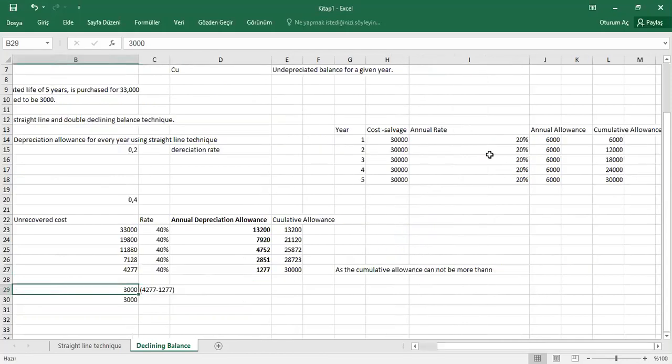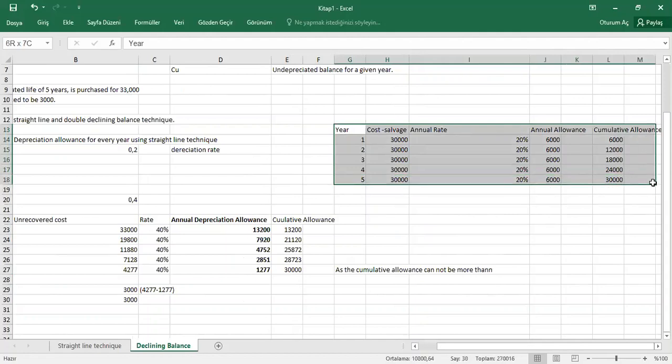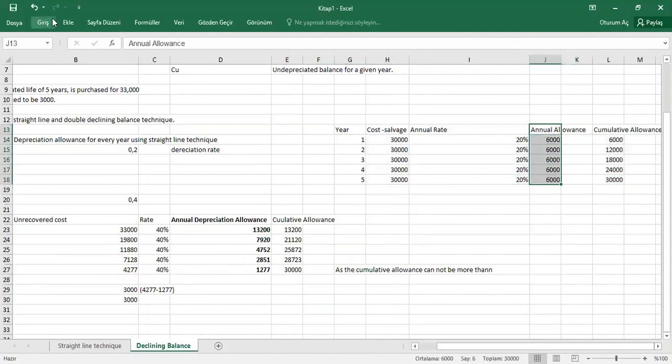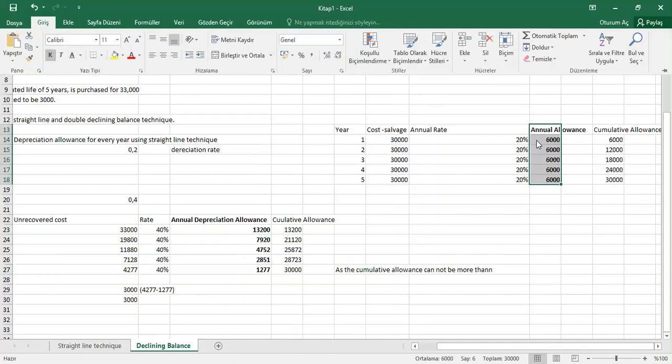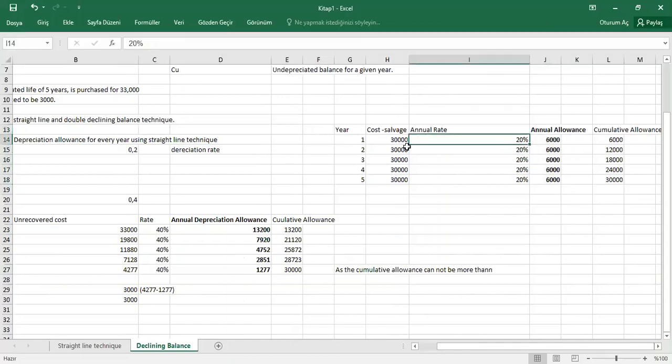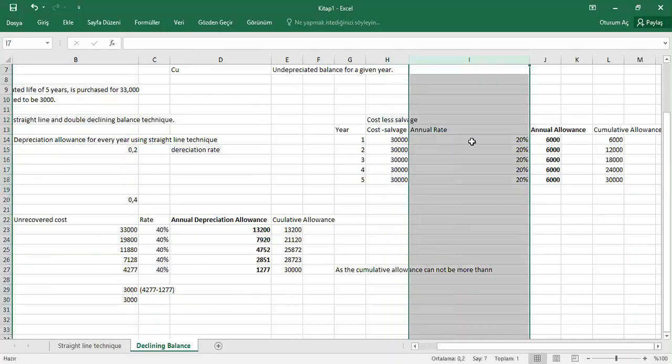That's cool then. And this part just shows me the allowances for the straight line technique. So this is quite straightforward, as we told before. We are just taking the 20% of the cost minus salvage, okay? The $30,000 for us, because we had a salvage of 3,000, we had $33,000. So in our straight line technique, we are using cost minus salvage, or cost less salvage. Let me write cost less salvage in here. So in total, we say, okay, 30,000 and 20%, 1/5, because we have 5 years.